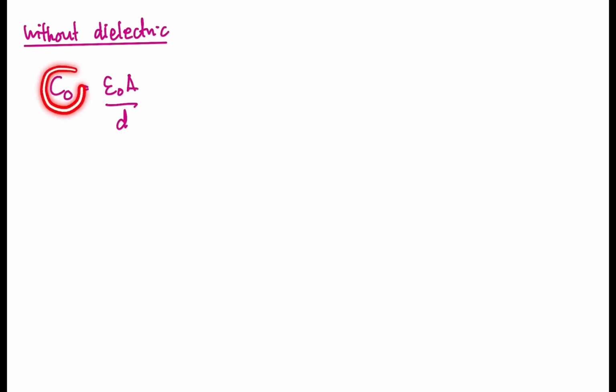Okay, how about the calculation? So, without the dielectric, we can calculate that C naught equals epsilon naught A over d. Means that the value of capacitance can only be changed with changes in the surface area of the plates, and also the separation between the plates.